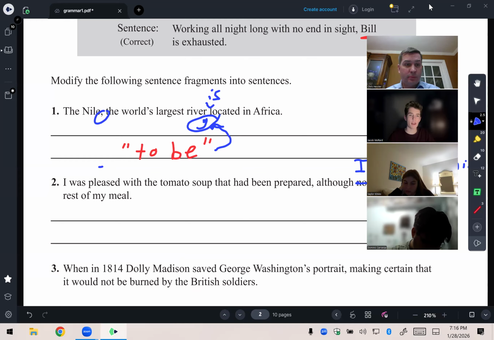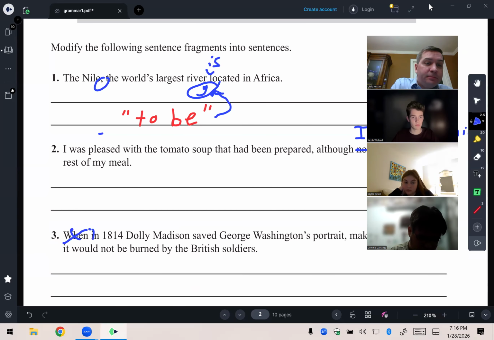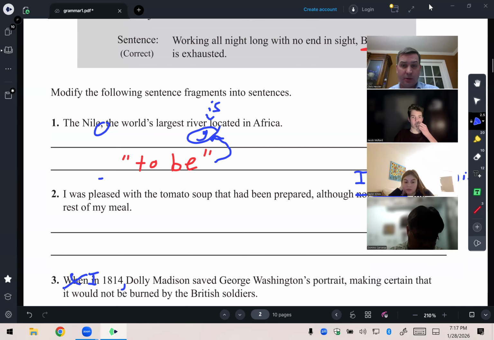You'd get rid of the when, I think. Yeah, we get rid of the when. We're going to capitalize in, and I'm just going to add a comma right there. In 1814, Dolly Madison saved the portrait. Now it is a sentence. So watch out. These are on the test.